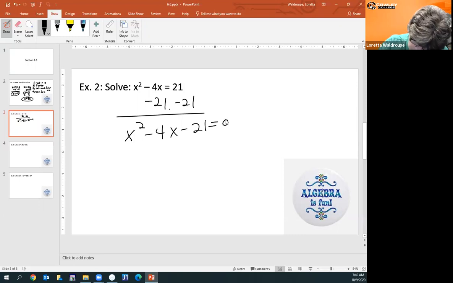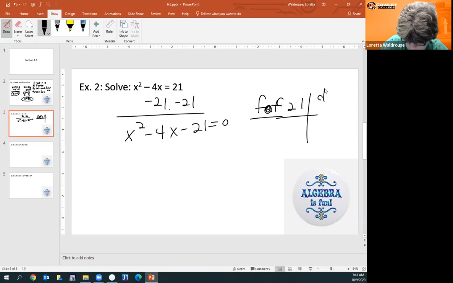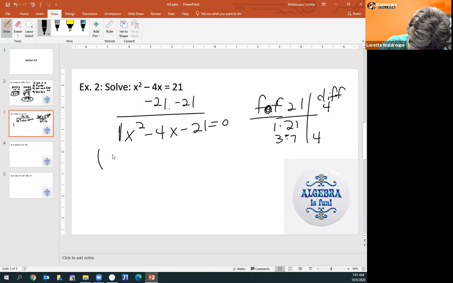And then we factor, so we want the factors of 21 whose difference is 4. 1 times 21, 3 times 7 will give us 4. And since I want a -4, the 7 has to be negative. Since it's a 1 in front of your squared term, I can go straight to my parentheses.